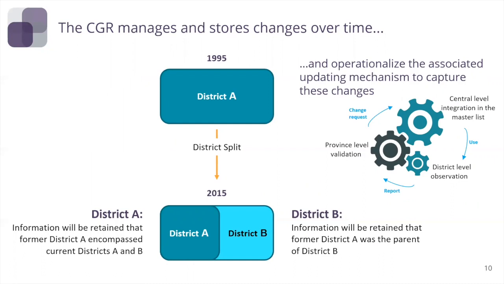This capacity supports the operationalization of the updating mechanism associated to each type of geographic object. As such, specific users can submit requests for changes, which are then validated before being integrated in the database. These changes become then accessible to the information systems and individuals having access to the CGR, including those that have provided the change request in the first place.